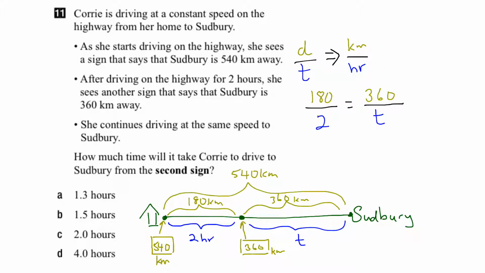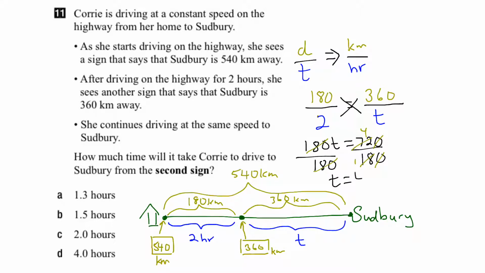Okay, to solve for t, we can do cross products. So that means 180 times t, 180t, equals 2 times 360, which is 720. I need to get t by itself, so I need to divide both sides by 180. And when we do that, the 180s cancel, leaving us with t on the left side. And then on the right side, the zeros cancel. 18 goes into itself once and goes into 72 4 times.